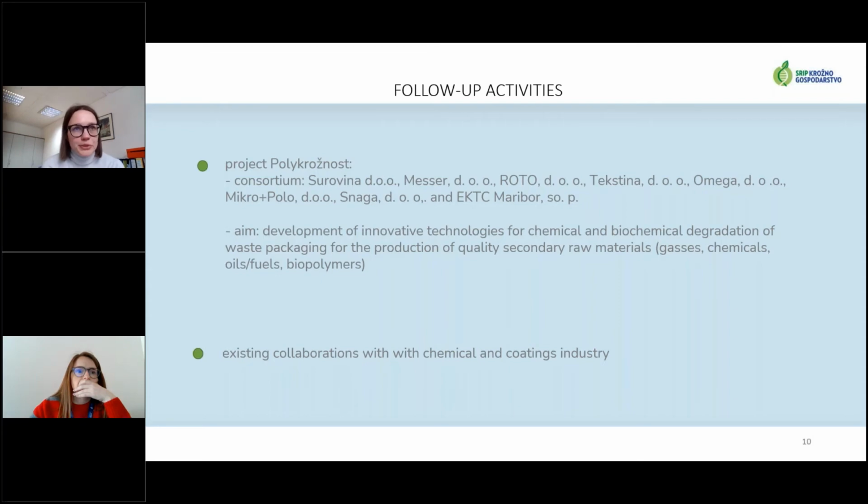In addition to this project, they also established collaboration with other industries in Slovenia and abroad, specifically with the chemical and coatings industry.